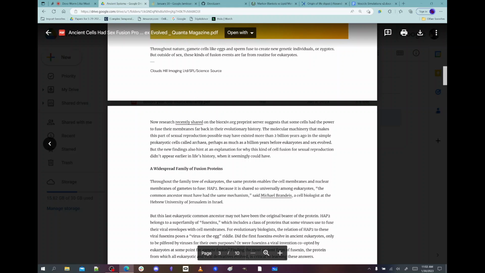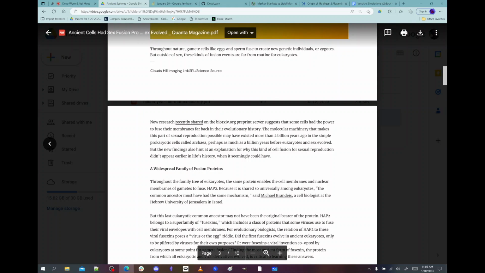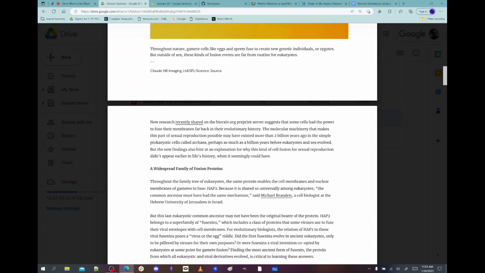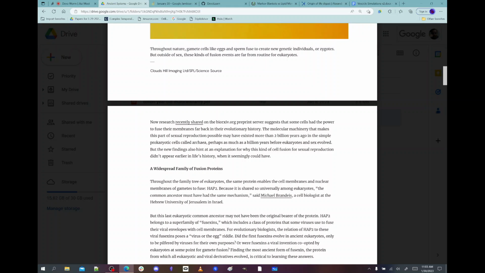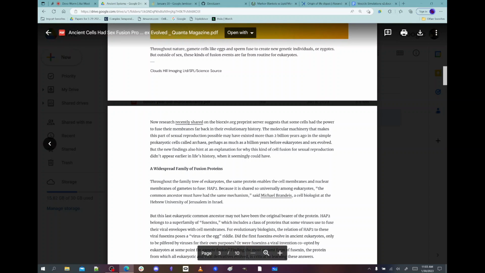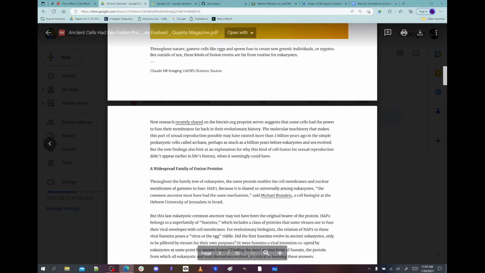So there's this paper on the bioRxiv that suggests some cells have the power to fuse their membranes far back in their evolutionary history. The molecular machinery that makes this part of the sexual reproduction act possible may have existed more than 2 billion years ago in the simple prokaryotic cells of archaea, perhaps as much as 1 billion years before eukaryotes and sex evolved. But new findings also hinted at an explanation for why this kind of cell fusion didn't appear earlier in life's history.